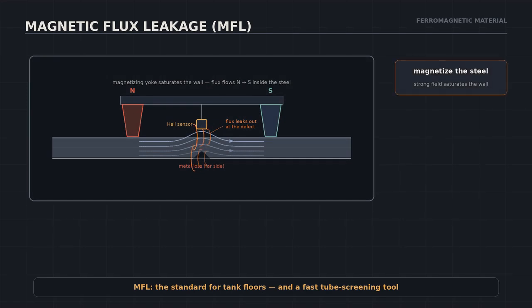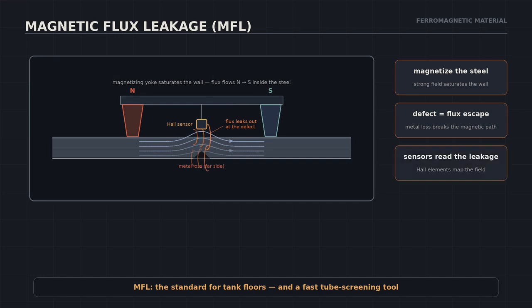Magnetic flux leakage next. A yoke magnetizes the steel strongly, and magnetic flux flows through the wall, held inside the metal. At a pit or a thinned area, the metal can't carry that flux, so it bulges out and leaks above the surface. Hall effect sensors riding between the poles detect that leakage and map it to the defect's location and size. MFL is the worldwide standard for tank floor scanning, and a fast screening tool for ferromagnetic tubes and piping.